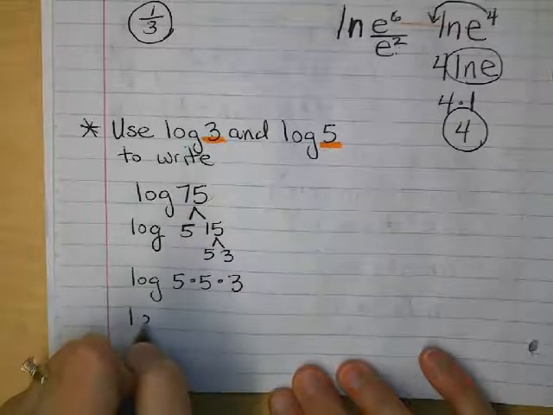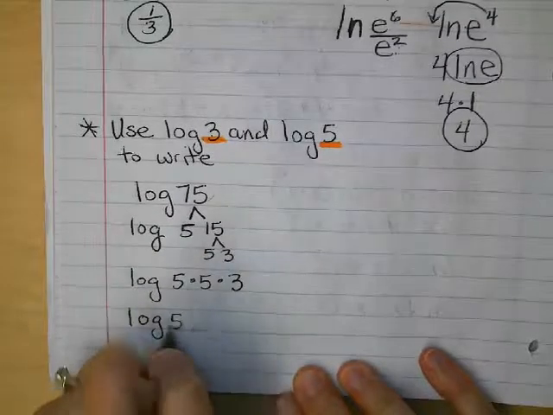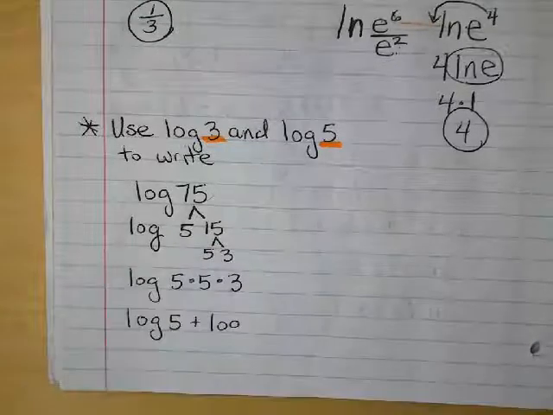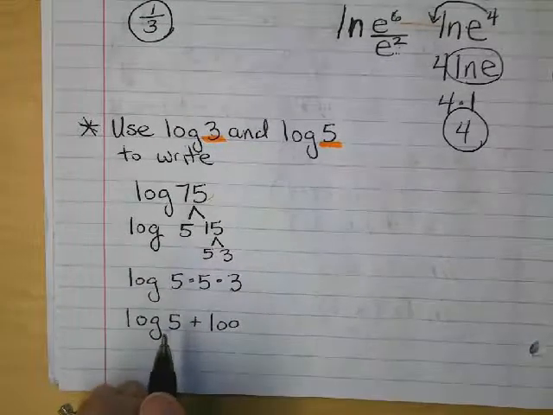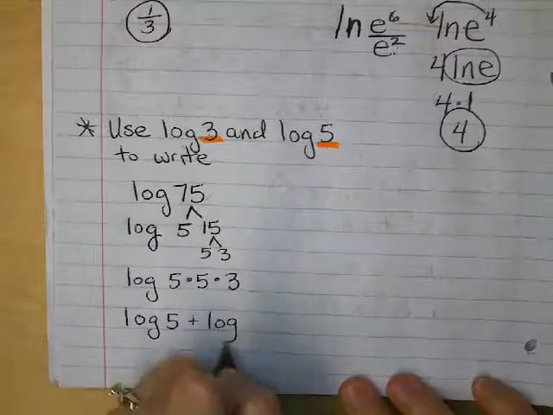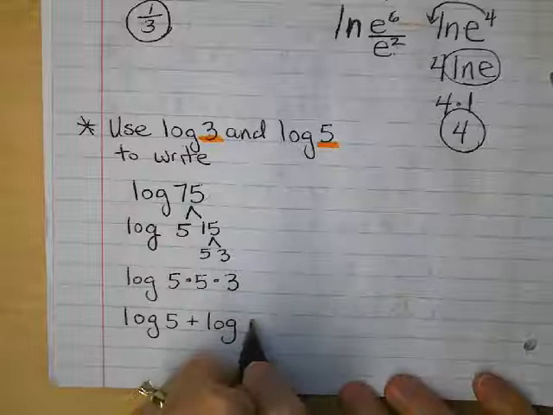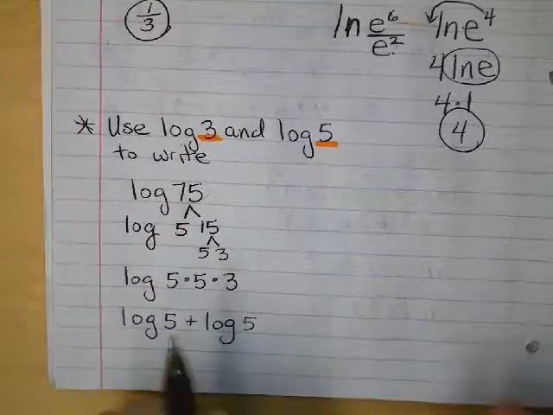So you could rewrite this one, log of 5 plus... okay, wait, I want to think of it. Okay, never mind, I'll just do what I was going to do. I think of 2 ways to do it again. I'm thinking of 2 ways I could have done this, so that's why I kind of paused. I could do it this way or this way.